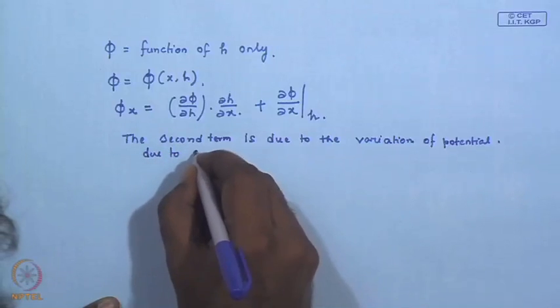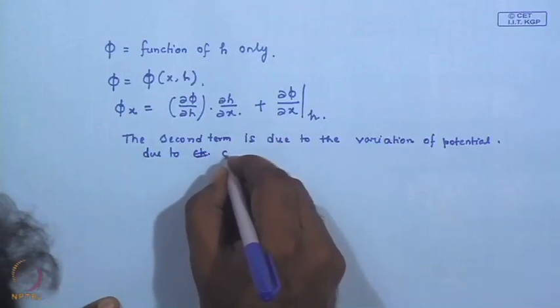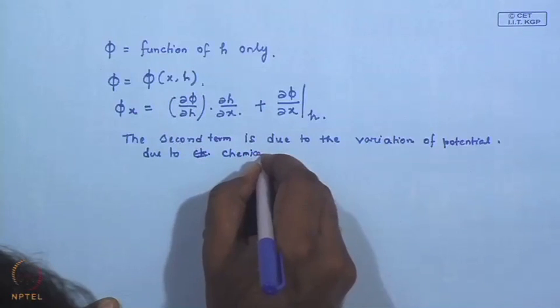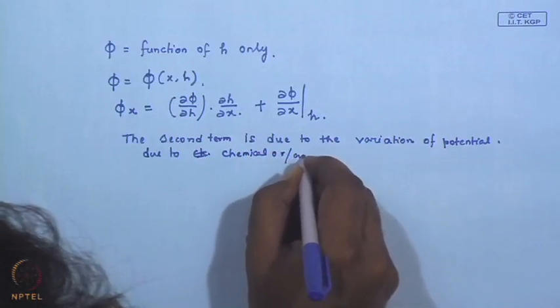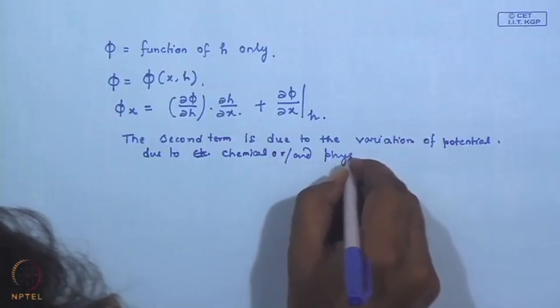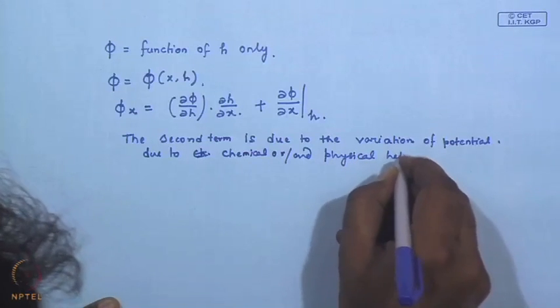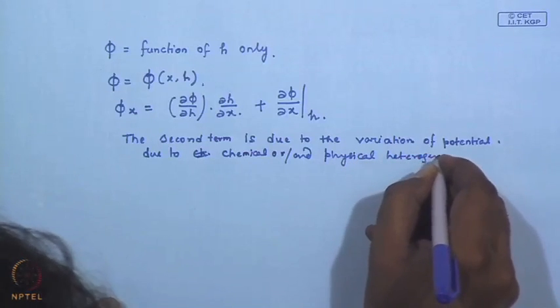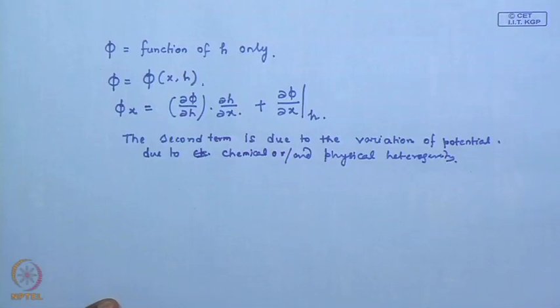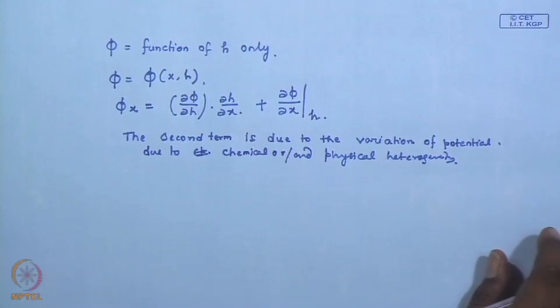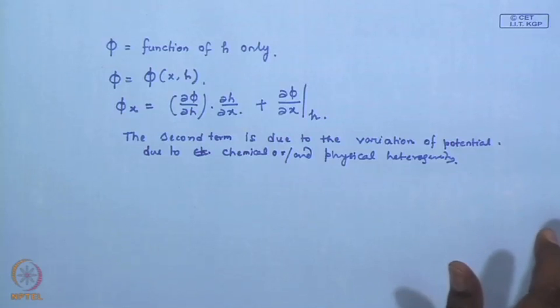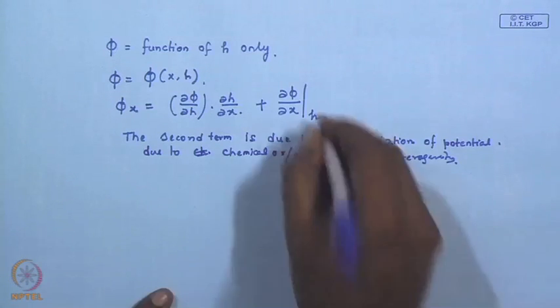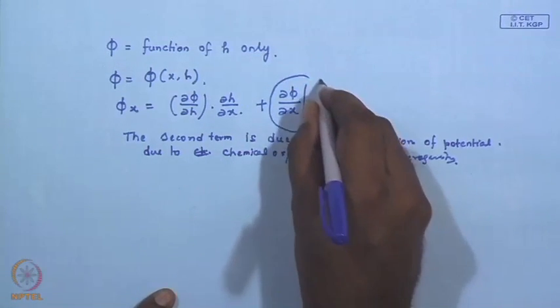due to chemical and or physical heterogeneity. So, in other words, under the action of this particular force, the fluid moves from the less wettable area. So, this is an in-plane potential gradient.